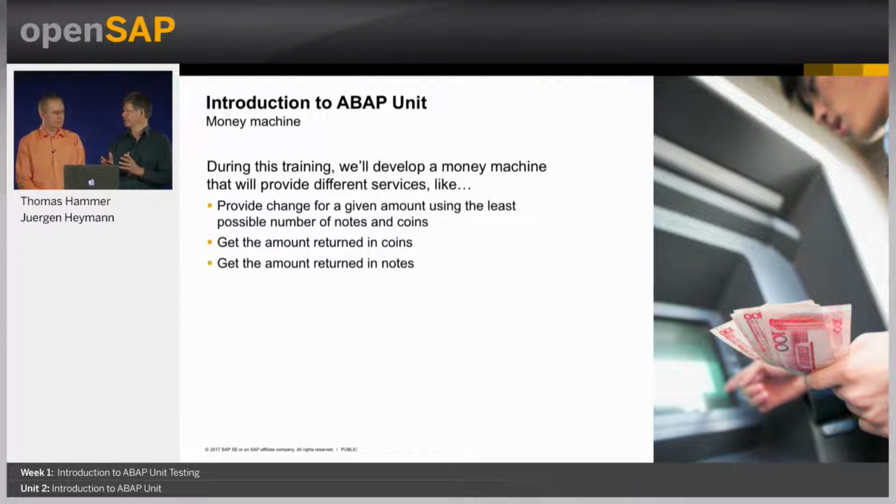So for 13, what would you get? A 10, a 2, and a 1. Exactly. And not 3 ones, or 2 5s and 3 ones and so forth. So we need to write this class that basically takes an amount in, and then you get the amount in coins and the amount of notes in different notes that you're supposed to give out.